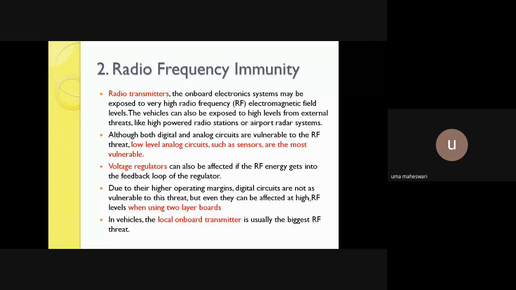And not only high speed signals, low level, low frequency analog signals such as sensors are also vulnerable to RF emissions. Voltage regulators also have to be taken care of. If you are using a simple board, you can use a single layer PCB. If you are using a two layer board, better results can be seen because of the shielding of the signals, and you can see the performance improvement. In vehicles, local onboard transmitters are also vulnerable to the radio frequency threat.